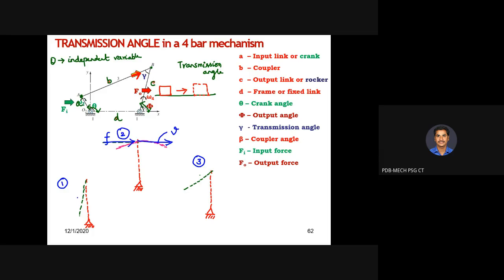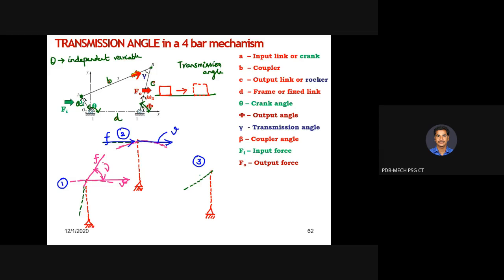Whereas you consider case 1 and case 3. Same case, your rocker is going to make some oscillations like this, so the velocity vector will be like this. Where is your force vector? This one, it is acting like this, upward. So there is a deviation between the force vector and velocity vector. In the previous case, they were in the same line, so there was no deviation. Here there is some deviation.